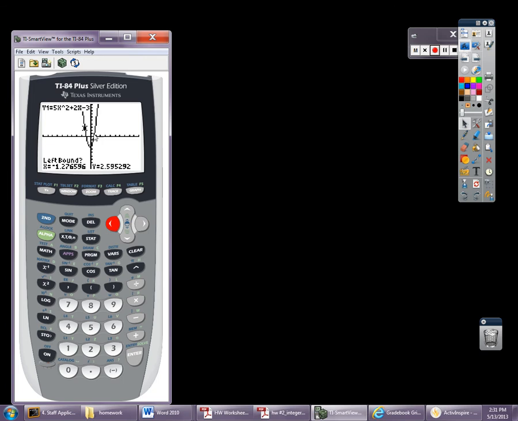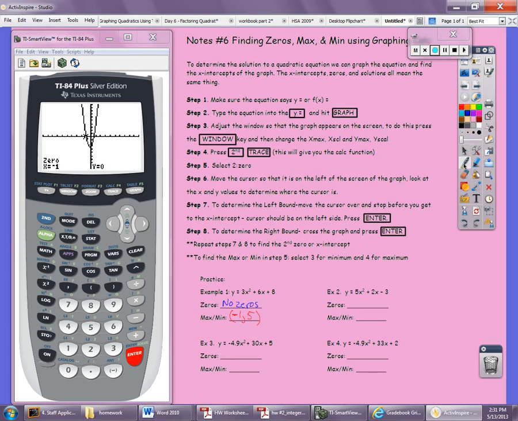So, and this is positive. We hit enter. And then at right bound, we want to go on to the other side. So now I've crossed over my x-axis. You can notice that this is now negative. We hit enter. Guess, we hit enter. And it gives us a 0 of -1 and 0. So we'll notice the y value is 0. The x is -1. So now we can say that the 0 is at x equals -1.